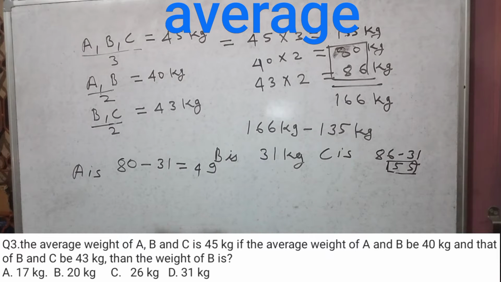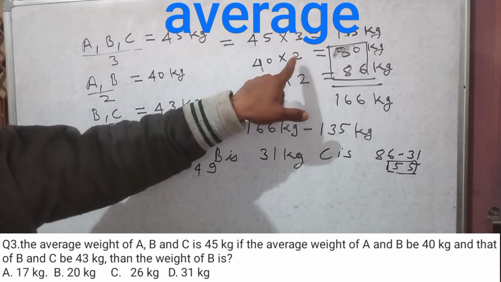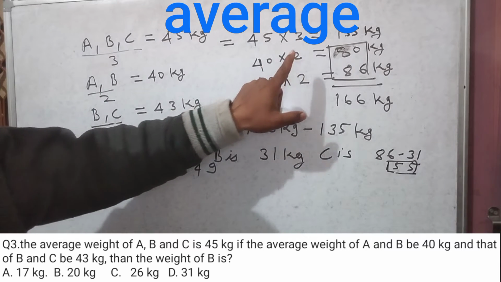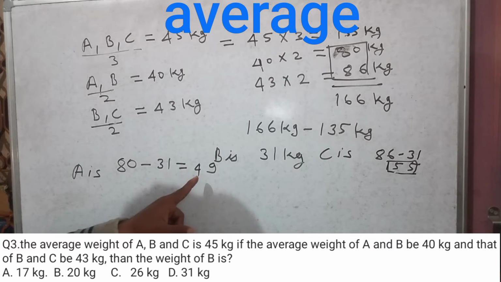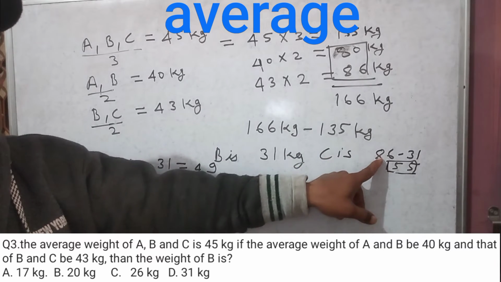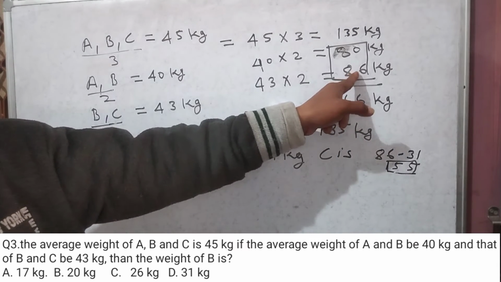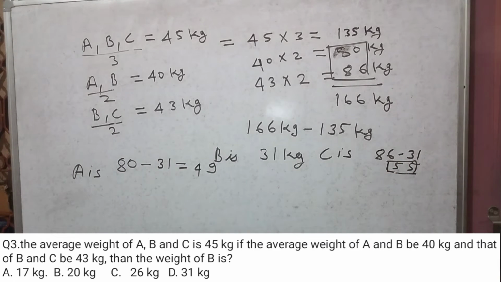If B is 31 kg, so A is 80 minus 31 kg, because AB is 40 into 2. So 80 minus 31 is equal to 49. B is also 31 kg. C is 86, right? 86 minus 31 kg. So C is 55 kg.